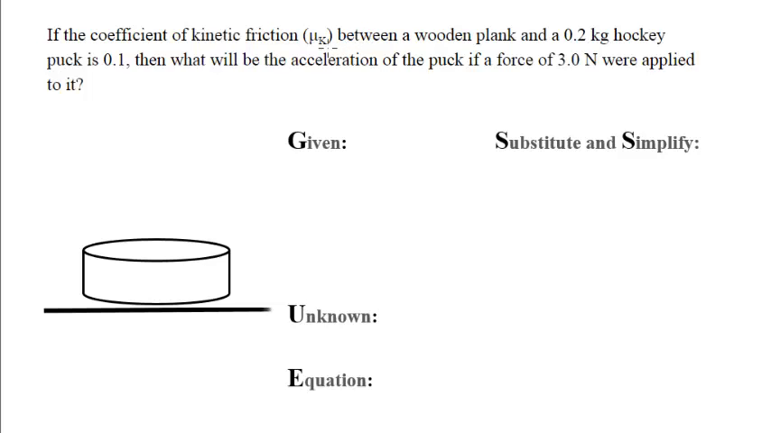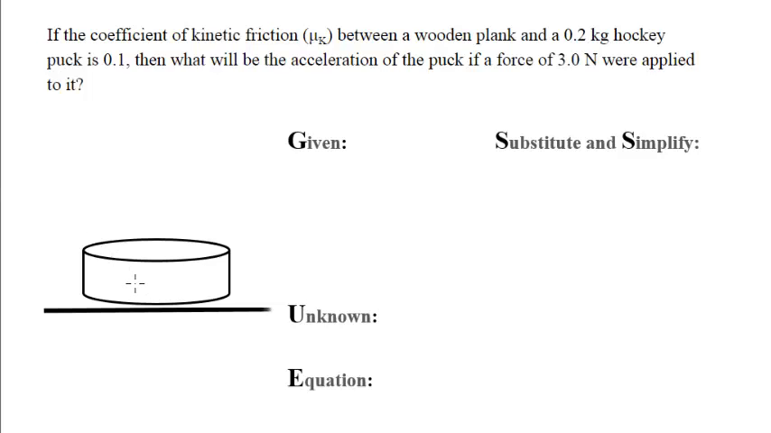If the coefficient of kinetic friction, mu k, between a wooden plank and a 0.2 kilogram hockey puck is 0.1, what will be the acceleration of the hockey puck if the force of 3 newtons is applied to it? Well, in this case, we need to figure out all the forces involved and then identify one more. So why don't we start with what I know?